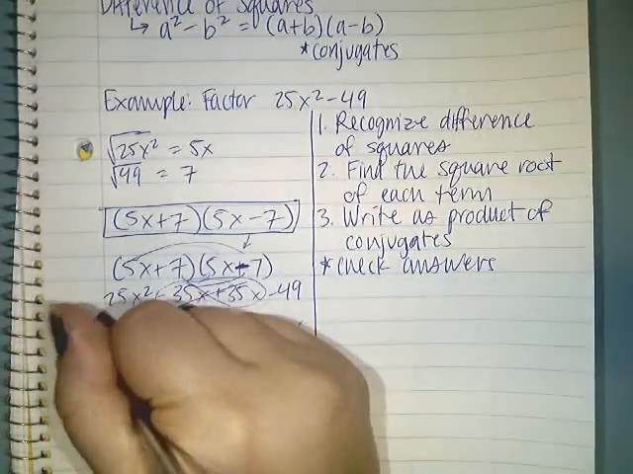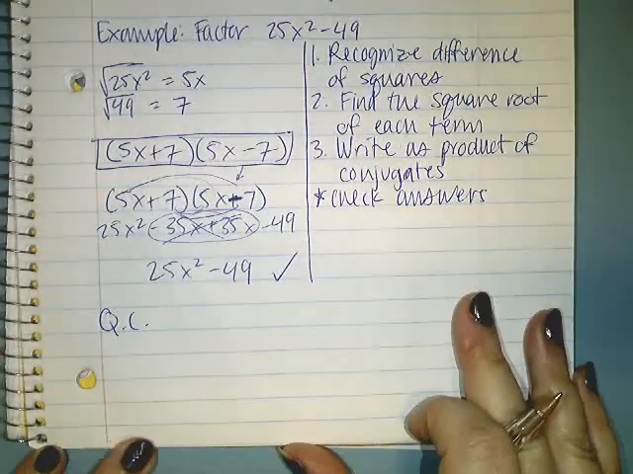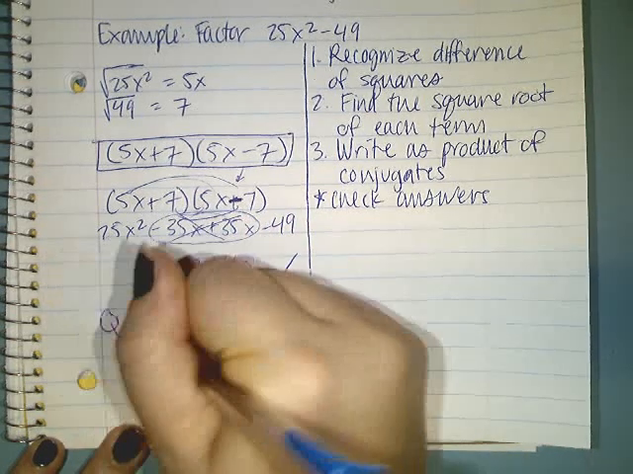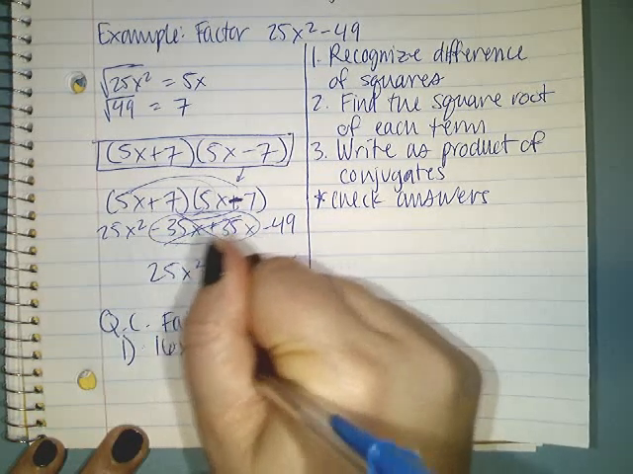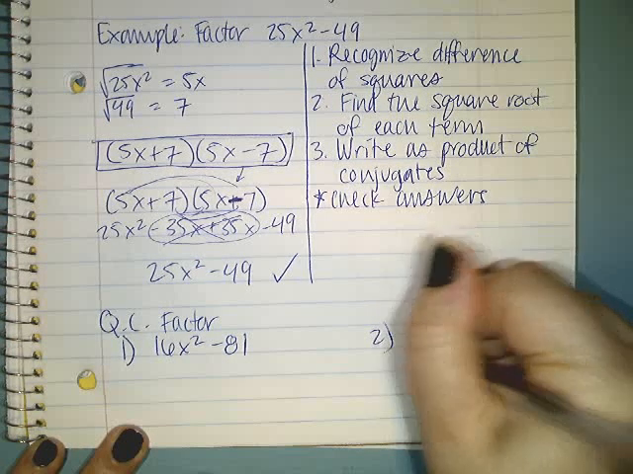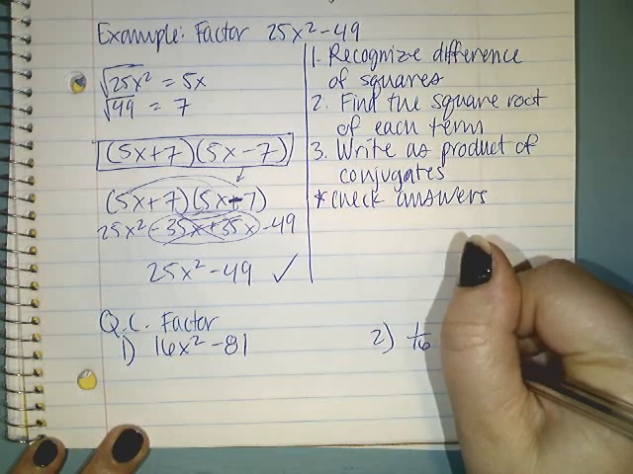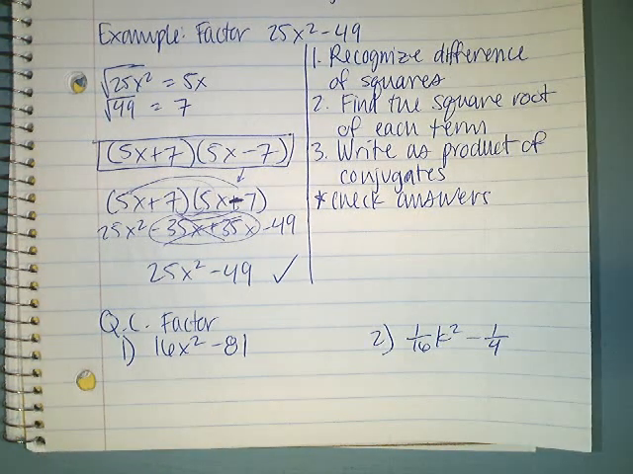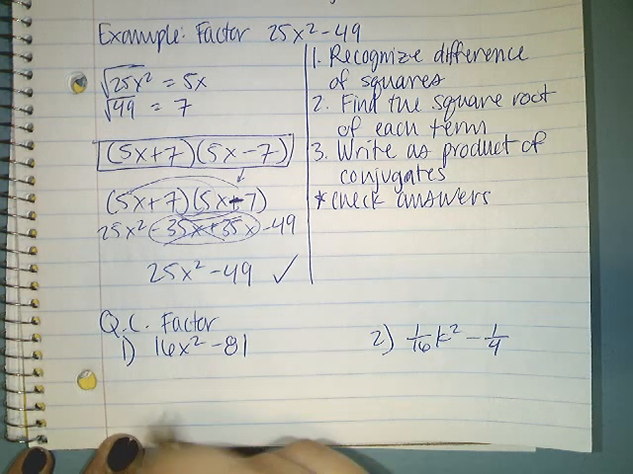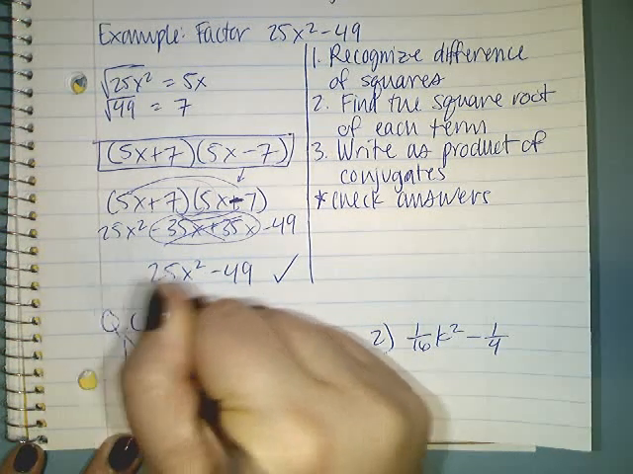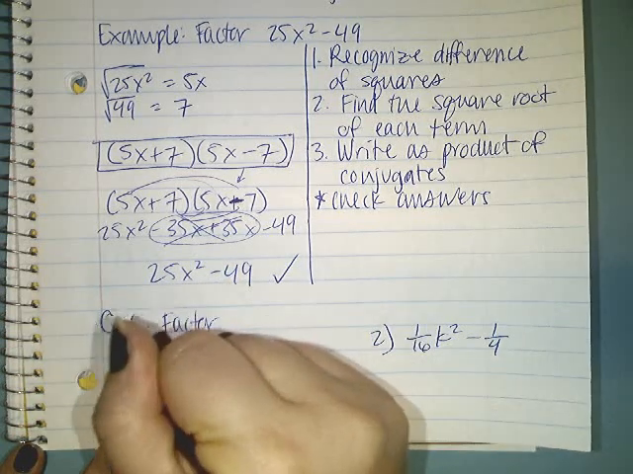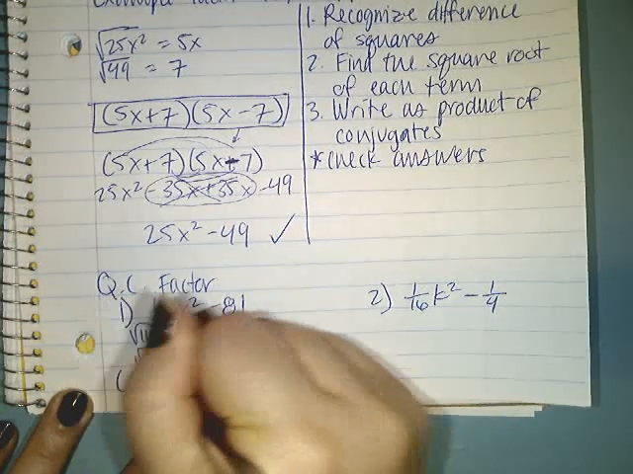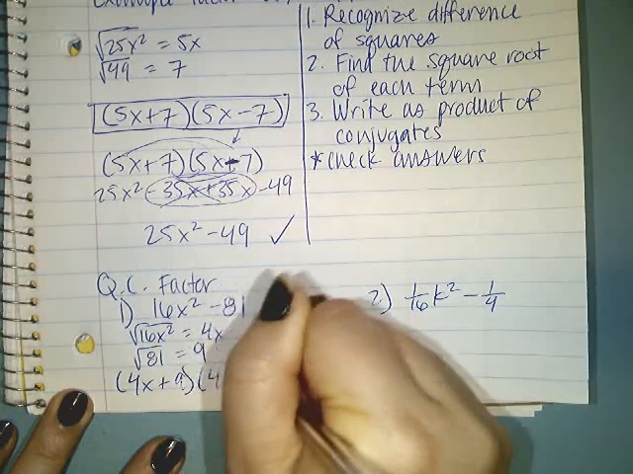So let's do a quick check together. I want us to factor each of the following. The first one, we're going to do 16x squared minus 81. And the second one, we're going to do 1/16 k squared minus 1/4. We're going to try those ones out. I'll go over them now. I know the square root of 16x squared is 4x. The square root of 81 is 9. So I'm going to factor this to 4x plus 9 times 4x minus 9.